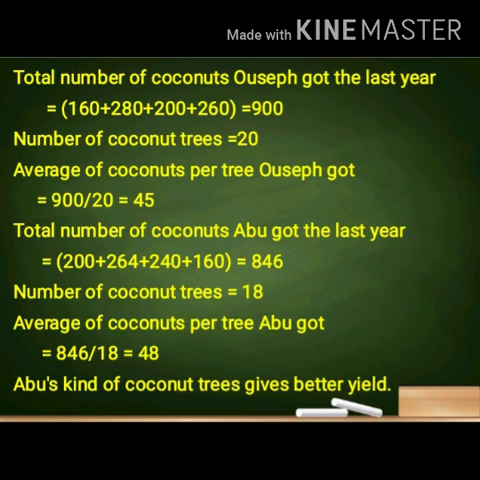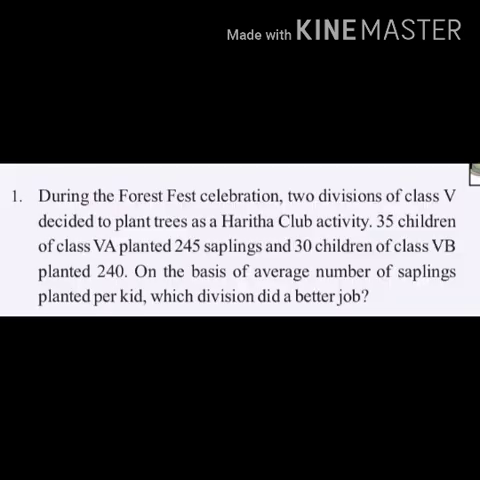Now we have the number of coconuts per tree of Ausep and Abu. Just like this we can decide that Abu's kind of trees give better yield. Okay, those are good trees. From this problem we know that we use average for comparing things. Just look at the next question.